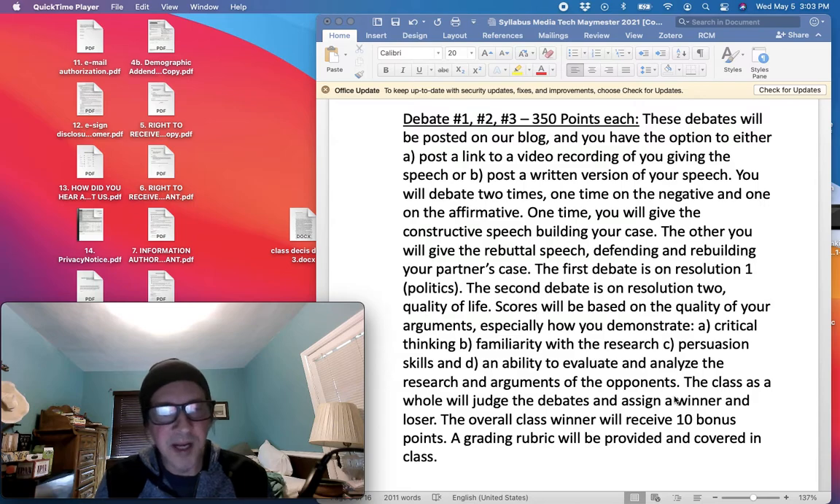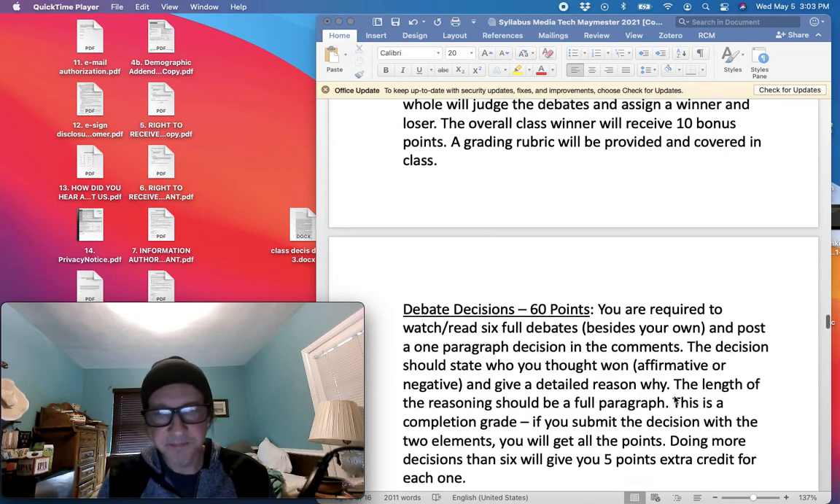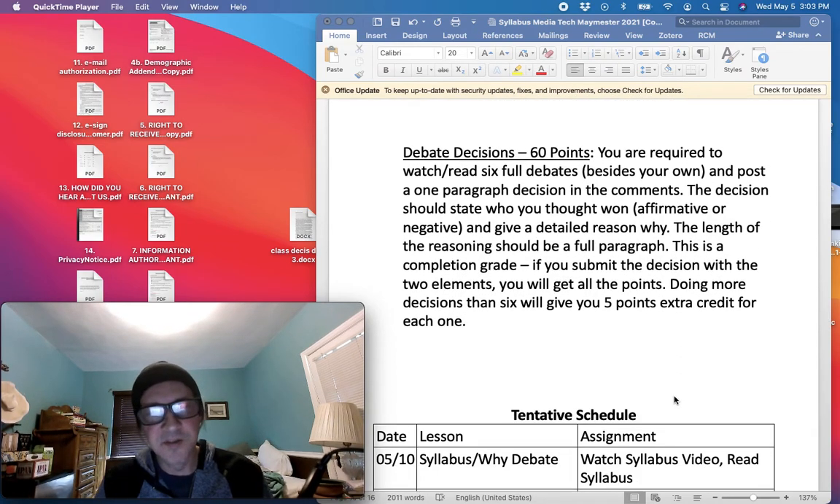And you can do that one of 2 ways. Either you can do a normal speech, like a public speech, and record that and post it on YouTube or some other place online and just post a link to your video. Or you can just write out your speech and post the written version of your speech. You'll see the length of those, whether it's written or whether it's spoken, in the debate grading rubric. But you can do either way. And if you're the rebuttalist, essentially you'll watch or read the speech and then craft your rebuttal, and you'll have a couple extra days to do that.